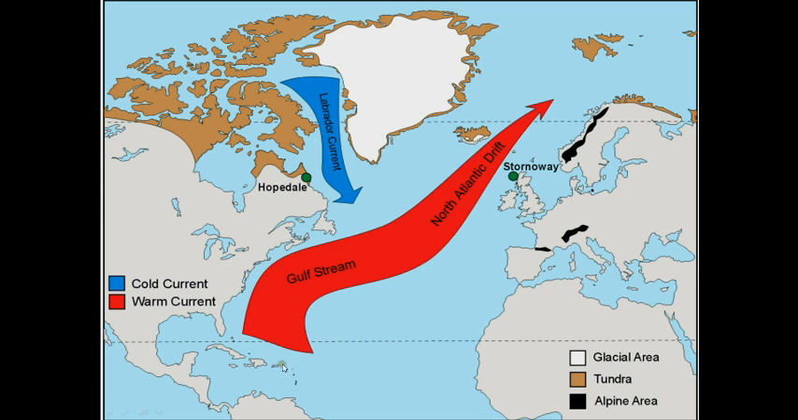So here's the Gulf Stream coming up. It changes into the North Atlantic drift current, and then you have the Labrador Current coming down from the north through Canada, meeting up with it. The Gulf Stream, since it's coming up from the equator, is warm. The Labrador Current, as you might guess, is cold.